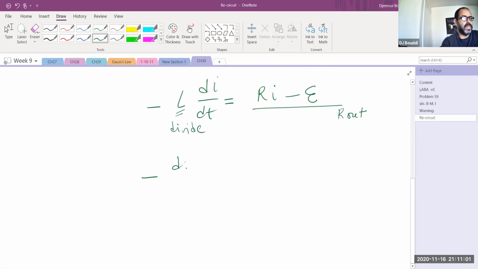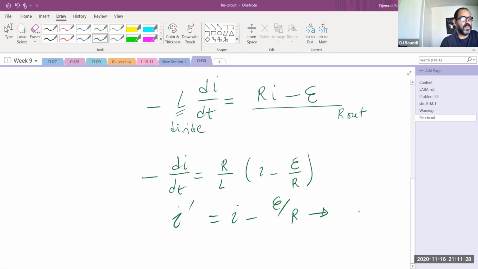So we're going to be left with minus dI over dt, and we'll be left with an R over L on this side, and we have an I minus E, the EMF over R. Epsilon over R. So this is basically, in a nutshell, the expression that we're dealing with. The technique also usually calls for the substitution of variable, namely I prime equals I minus the EMF over R. It's clear from this expression that dI prime over dt is the same as dI over dt, because this is a constant.